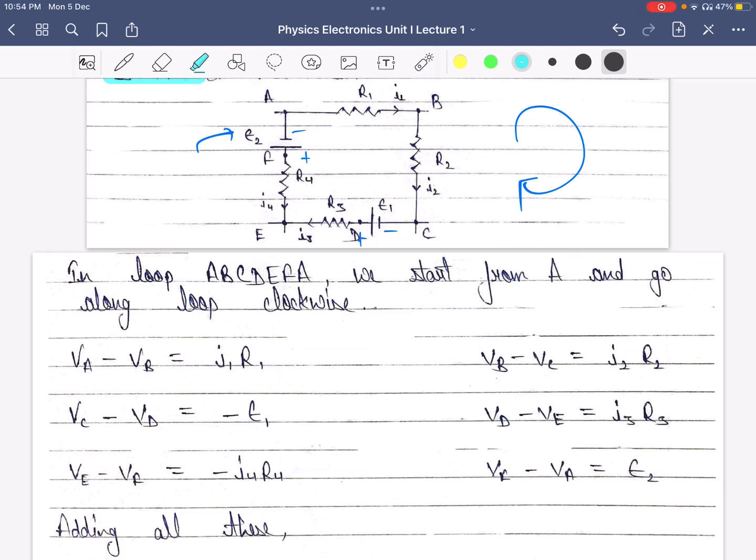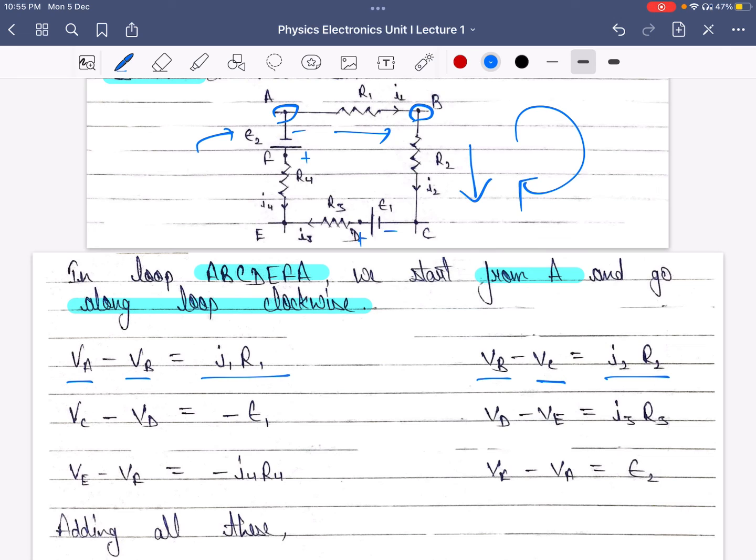Now for the loop A, B, C, D, E, F, A, we start from A and go in clockwise direction along the loop. Now let us assume that at node A we have potential VA and at node B we have potential VB. So VA minus VB will be I1 R1 because we are traveling in the same direction as the assumed current. As for the branch BC, VB minus VC is equal to I2 R2 because we are traveling in the same direction as the current I2.